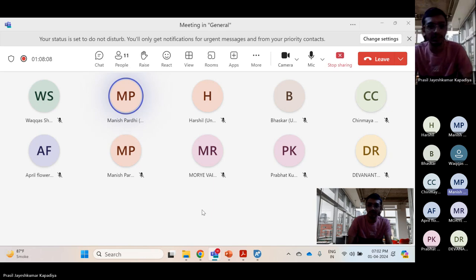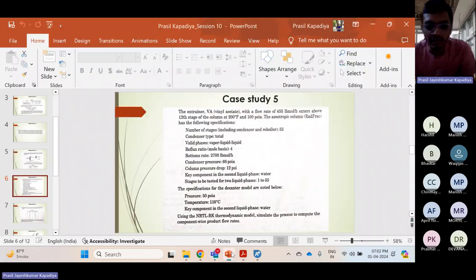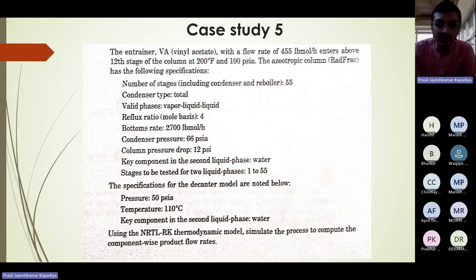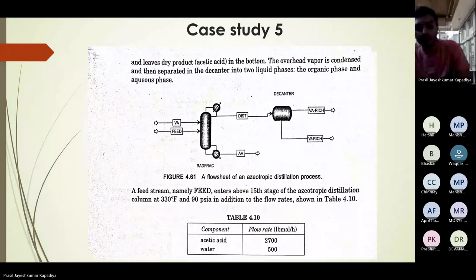Sir, can you show the problem statement once again? Yes, okay, I will show that. So this is the diagram.